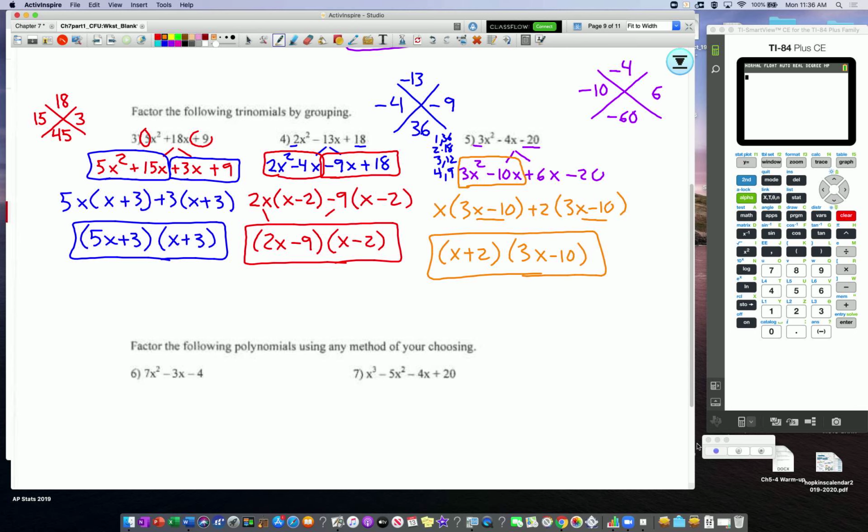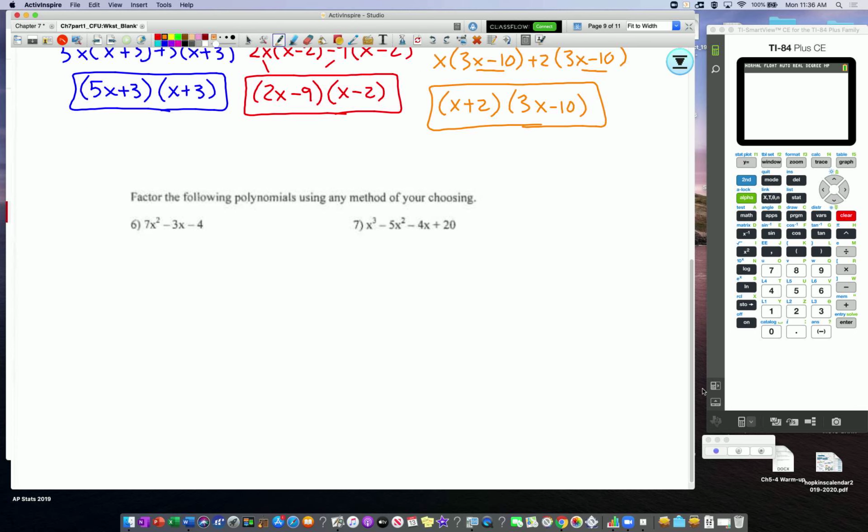How about that? All right, last two examples. So number 6 is exactly doing what we just did. 7 times negative 4 is negative 28. Ooh, that adds up to negative 3. Here's the cool thing: if you add those two together, you get a positive 3, so let's just change the signs on them. Add up to negative 3.